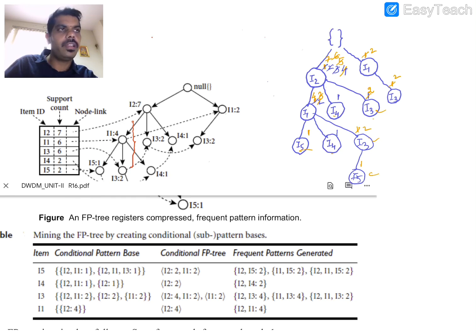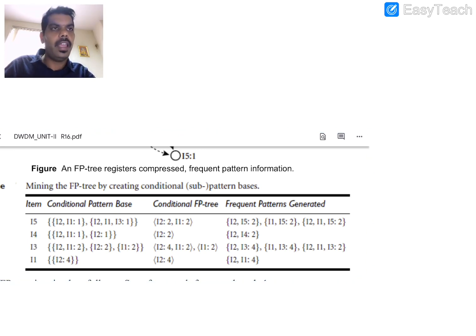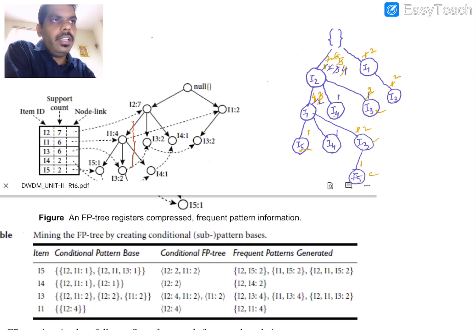For that, what we have to take, we have to come with one after another. First, we are going with I5. What is the node? We are going to take item I5. So what is the path for I5? Just see the tree. In the tree, I5 is the fifth item. So what is the pattern? I2, I1, I3, I5. How can we reach I5? I2, I1, I3. And one more is I2, I1. So that we are going to mention here.